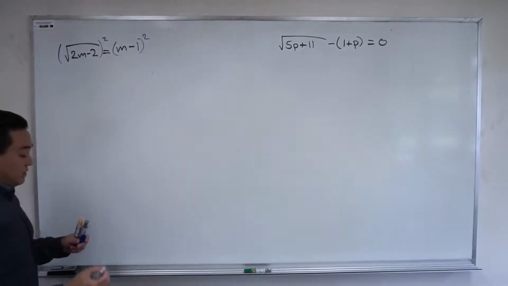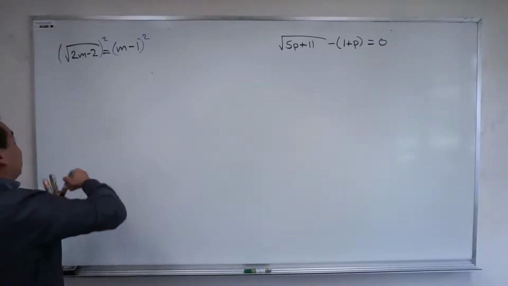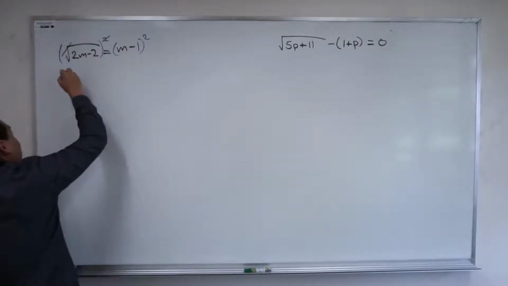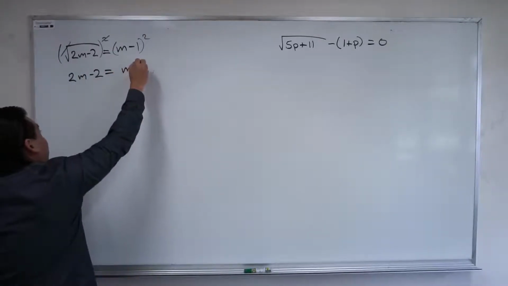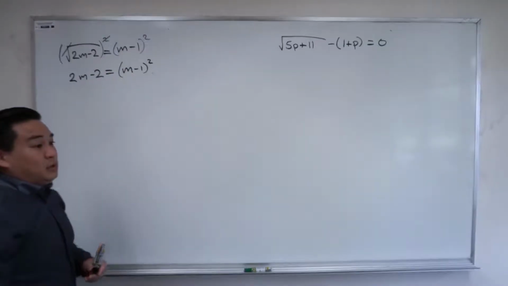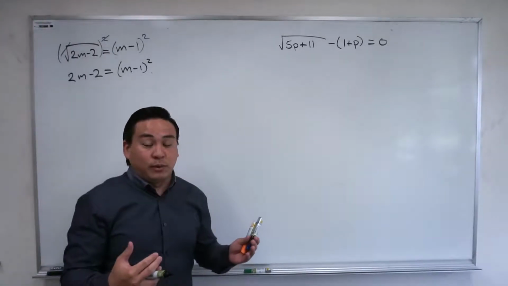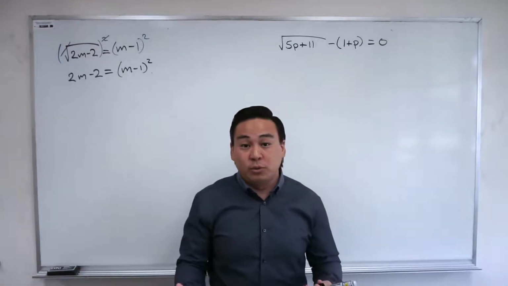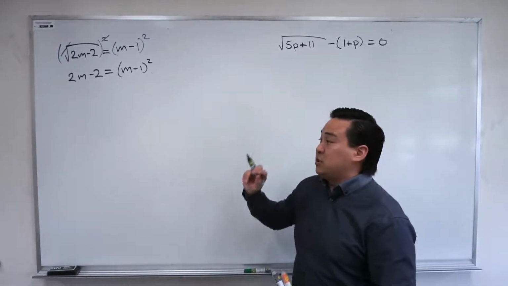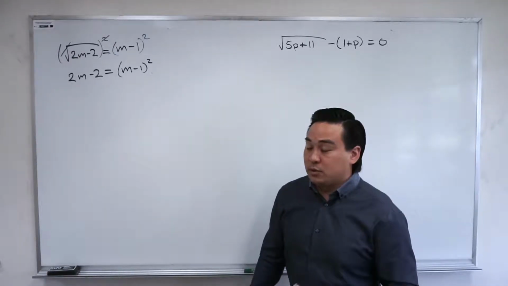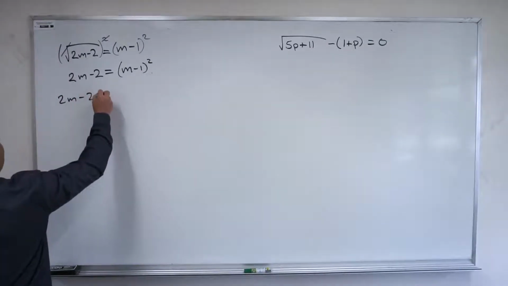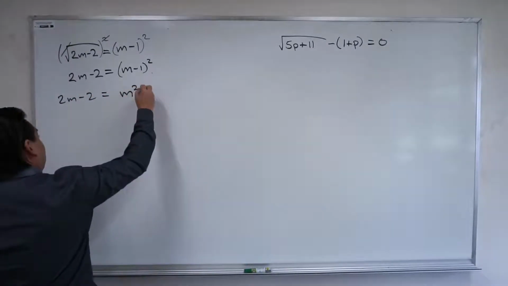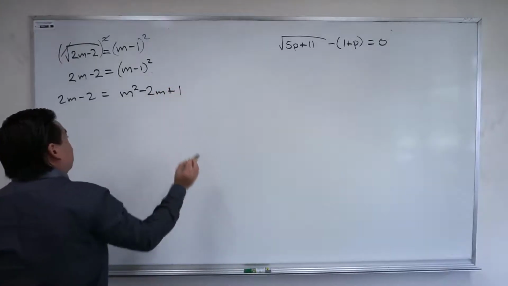So square both sides. The exponent and the square root cancel, and you're left with 2m minus 2 is equal to m minus 1 squared. So to do this, now notice what we have again is just a polynomial equation. And all you need to do is simplify everything, move it over to one side. So 2m minus 2 is m squared minus 2m plus 1.